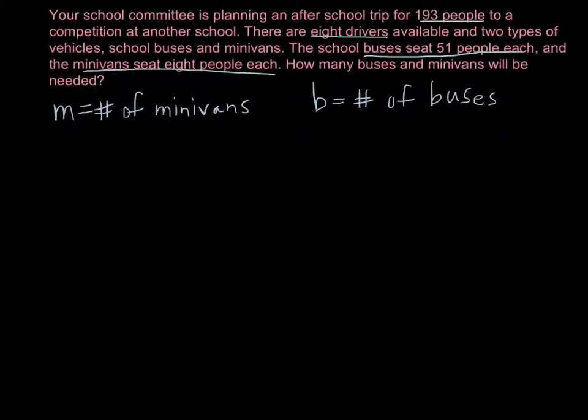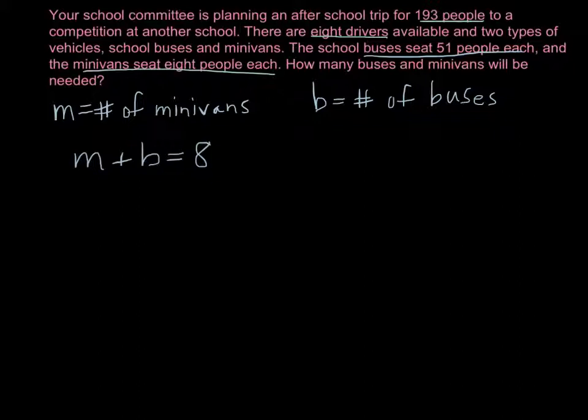So does it make sense that the number of minivans plus the number of buses equals 8? There's my first equation, because we have to talk about how many total vehicles we have. Minivans and buses equals 8 total vehicles, because we only have 8 drivers, so that's all we can take. Now it says buses seat 51 people, and minivans seat 8 people, and we have to take 193 people. So now we're going to talk about the total number of people.